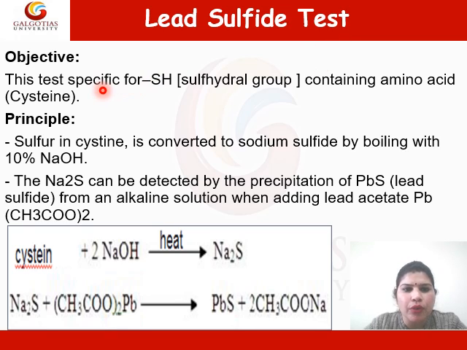The objective of this test is that it is specific for sulfhydryl group containing amino acids. The principle is that sulfur in cysteine or an amino acid is converted to sodium sulfide by boiling with 10% NaOH solution. The sodium sulfide can be detected by precipitation of lead sulfide from an alkaline solution when added to lead acetate.